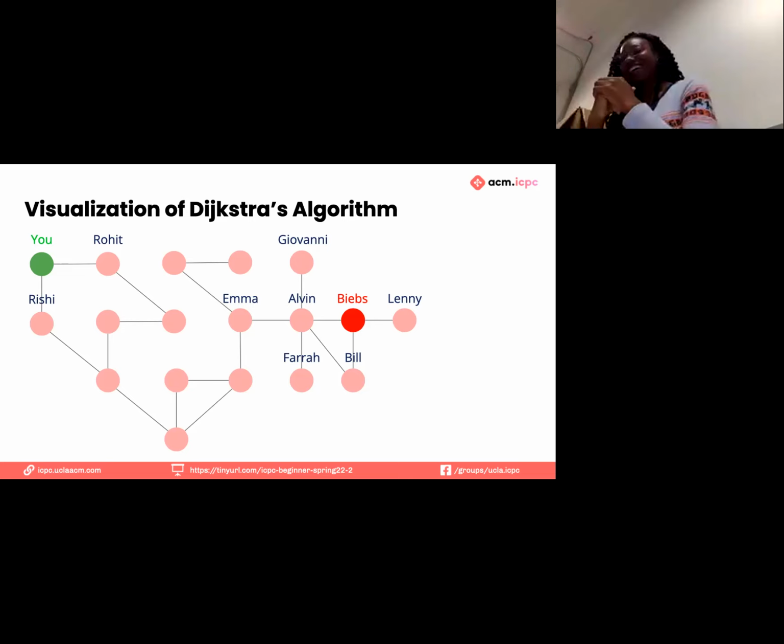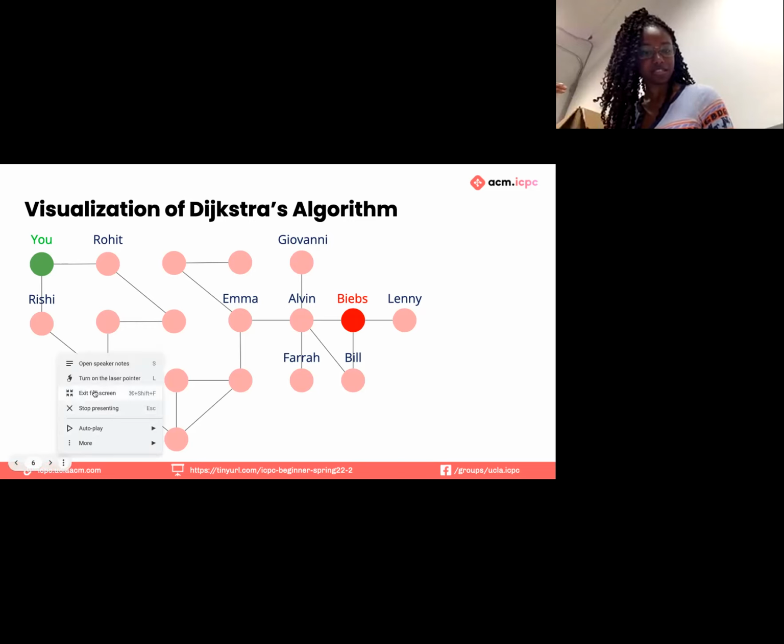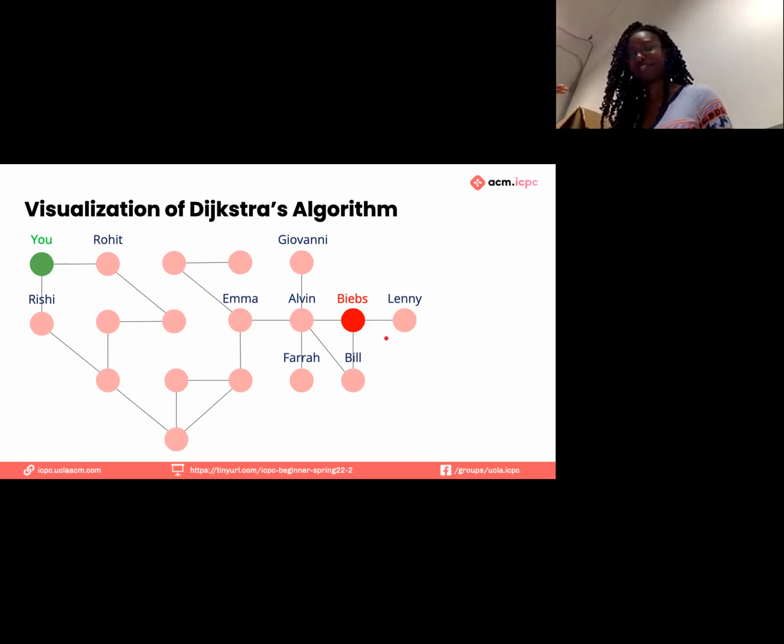Instead, can anyone tell me the shortest path from Bill to Justin Bieber? Yeah, perfect, one. So the crucial observation is that for Alvin, Bill, and Lenny, we are sure that the shortest path to Justin Bieber is one. And we know that because there's no possible shorter path. If it's one, that's as short as you're going to get. And so here I'm going to color them light blue so that we know that their shortest path is one.